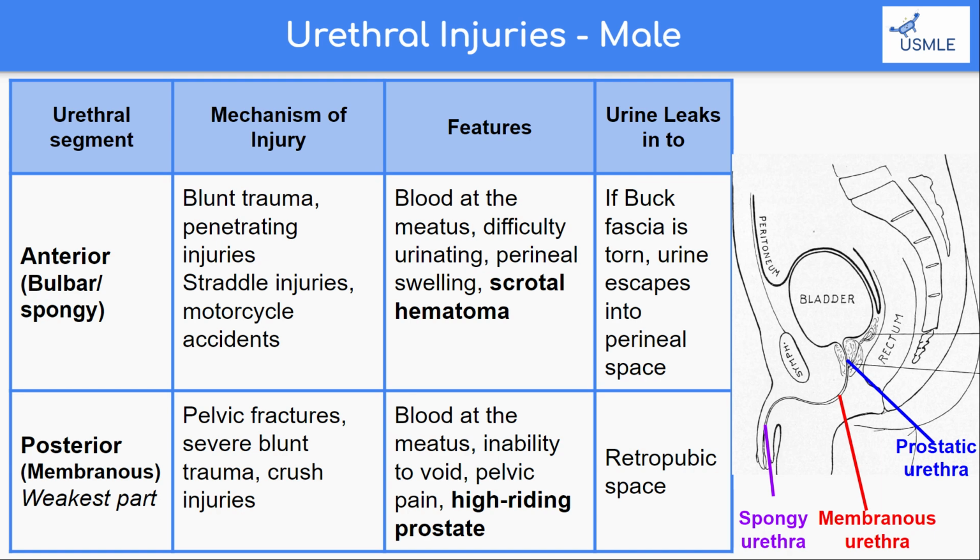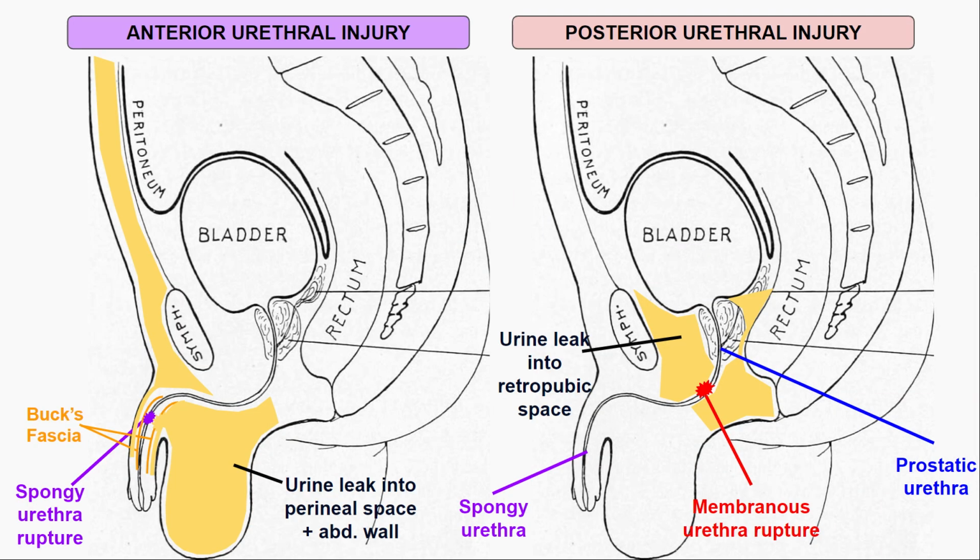Posterior membranous urethra is injured by blunt trauma and crush injuries, along with pelvic fractures. This presents with blood at the meatus, inability to void, pelvic pain, high riding prostate, and urine leaks into the retropubic space. You can see on the right the different parts of the urethra. These images highlight the findings given in the above table. Here you can see in yellow where the urine leaks into and the various parts of the urethra being injured.